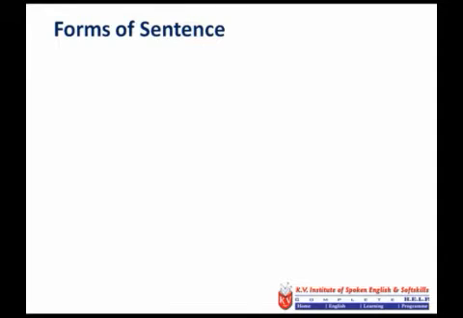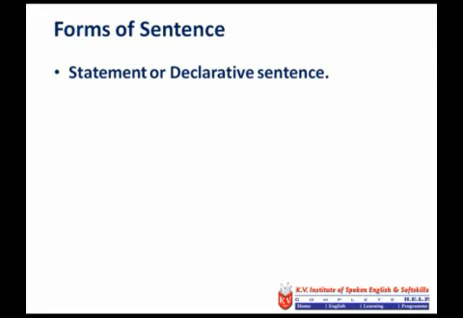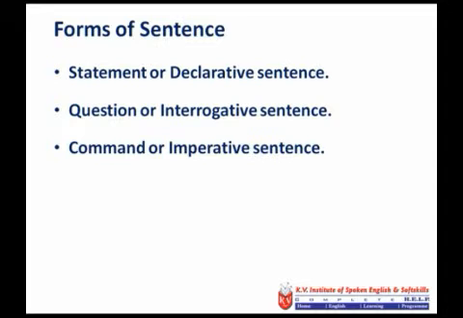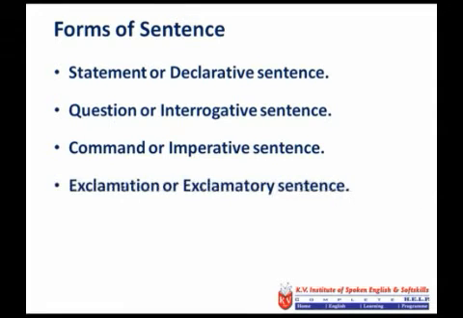A sentence has 4 forms. They are statement or declarative sentence. These sentences end with a full stop or a period. Question or interrogative sentence. This sentence ends with a question mark. Command or imperative sentence. These sentences end with a period or an exclamation mark. Exclamation or exclamatory sentence. These sentences end with an exclamation mark.